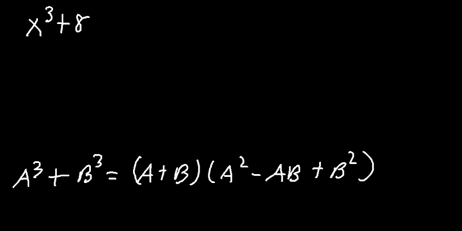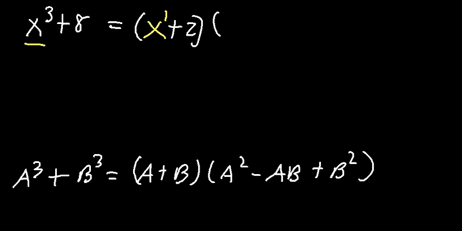So a to the third is x to the third, and b to the third is 8. So to find a, you need to take the cube root of x to the third. The cube root of x to the third is x. You just divide the 3 by 3. And the cube root of 8 is 2, because 2 times 2 times 2 is 8.